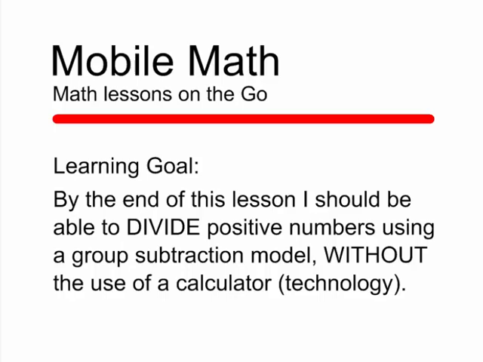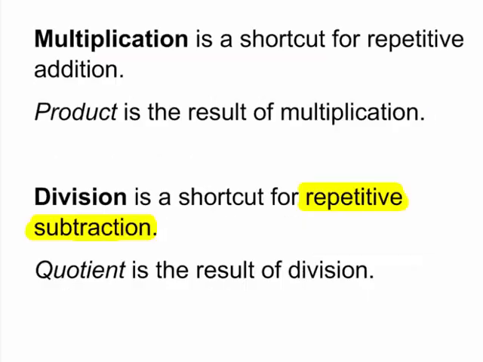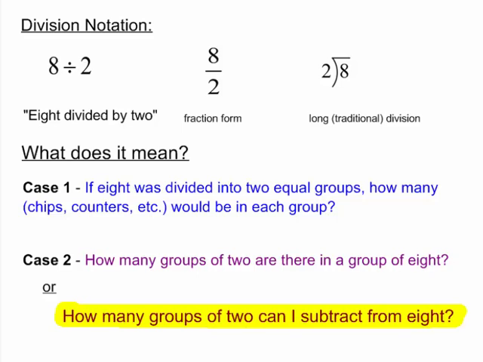Today's learning goal: by the end of this lesson, I should be able to divide positive numbers using a group subtraction model. And again, that will be without the use of a calculator or any other technology. Quick reminder, multiplication is a shortcut for repetitive addition. Division is a shortcut for repetitive subtraction. And that's one of the ideas we're going to focus on today.